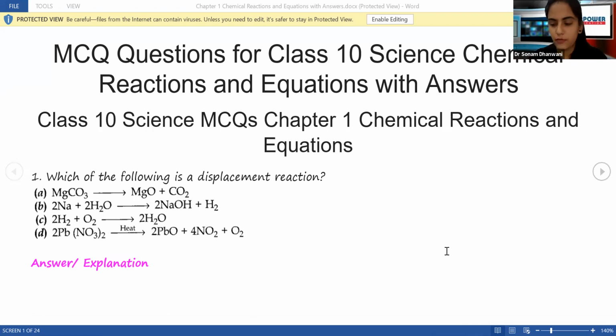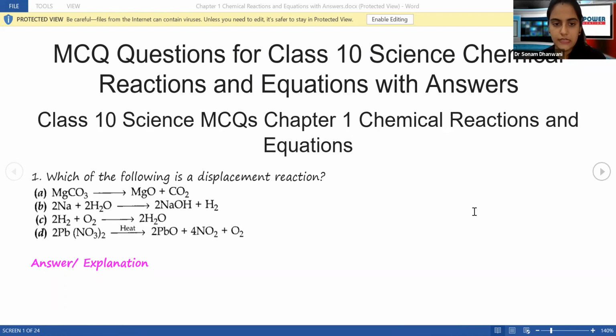Going ahead with the first one. Which of the following is a displacement reaction? Before we go ahead, we need to know there are certain types of reactions that we have studied. There is displacement reaction, double displacement reaction, combustion reaction, decomposition reaction, combination reaction, and the general acid-base reaction. These are all the different types of reactions that we have studied in the chapter.